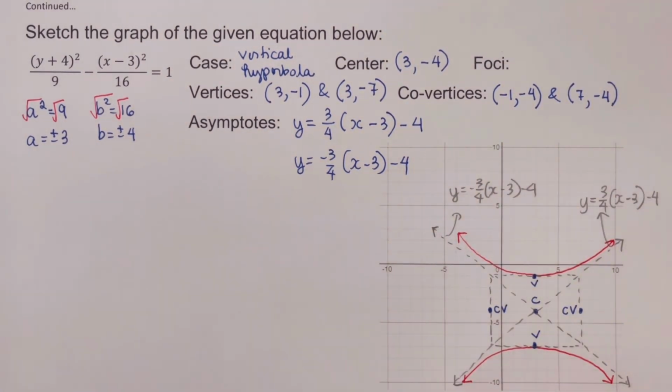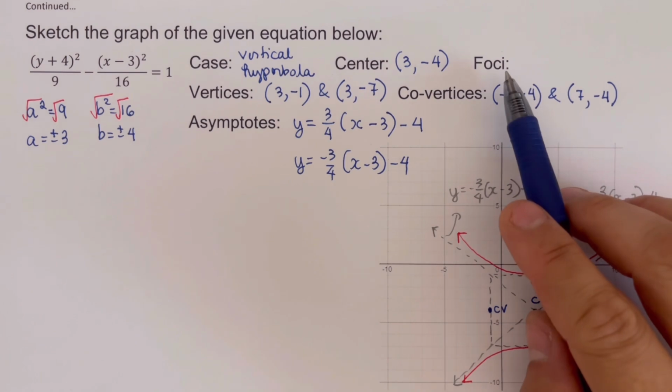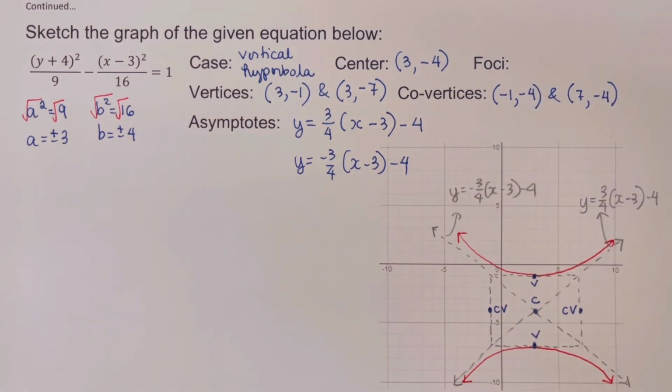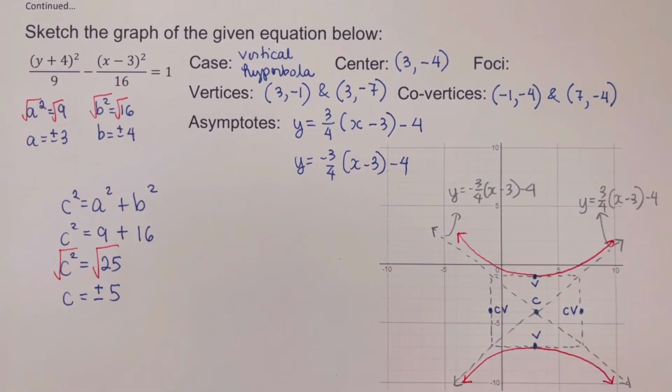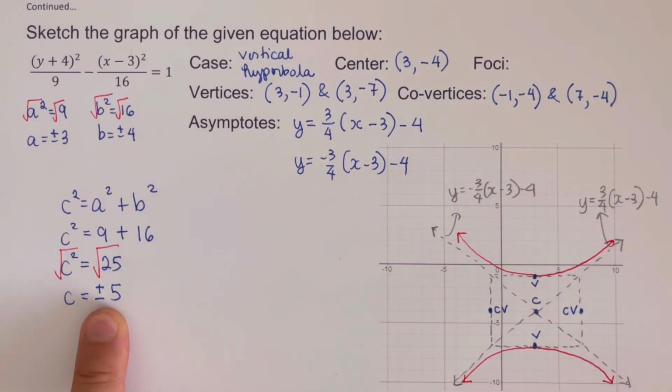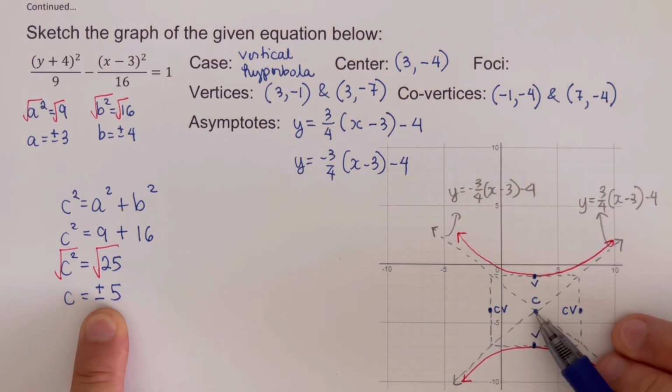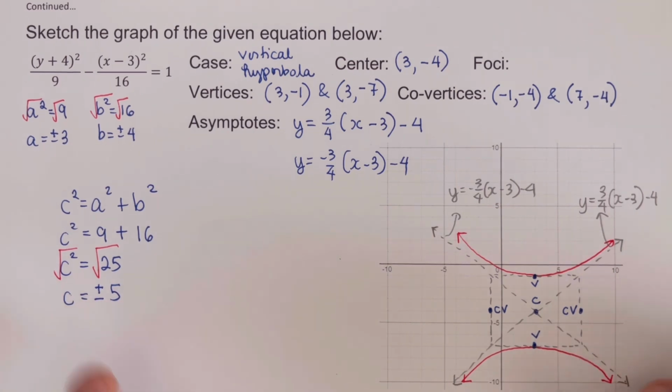Now, the next thing that we determine is the location of the two foci. To determine the location of the foci, we need to determine the C, and this is how we solve for the C. Okay, the C value is plus minus 5, so that we can go ahead and count 5 units from the center up and 5 units from the center down to locate the two foci.